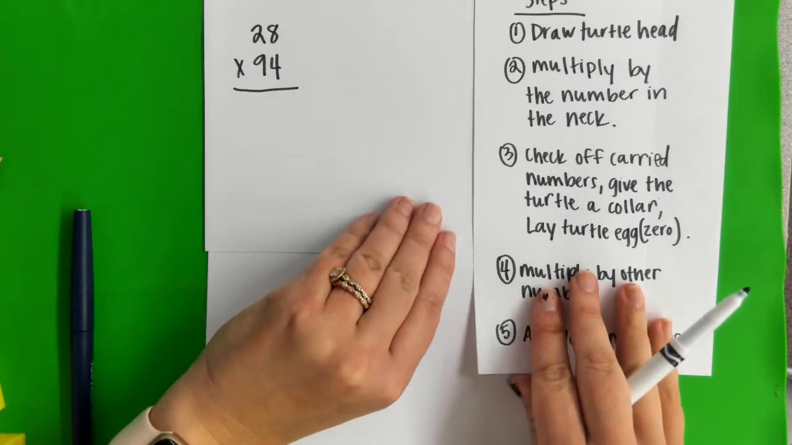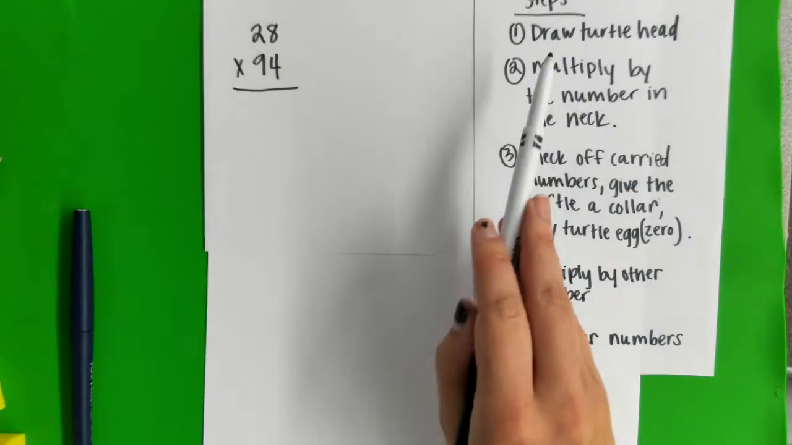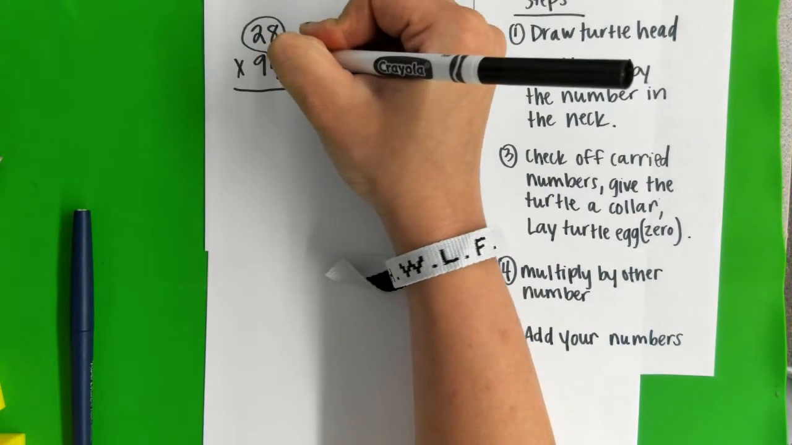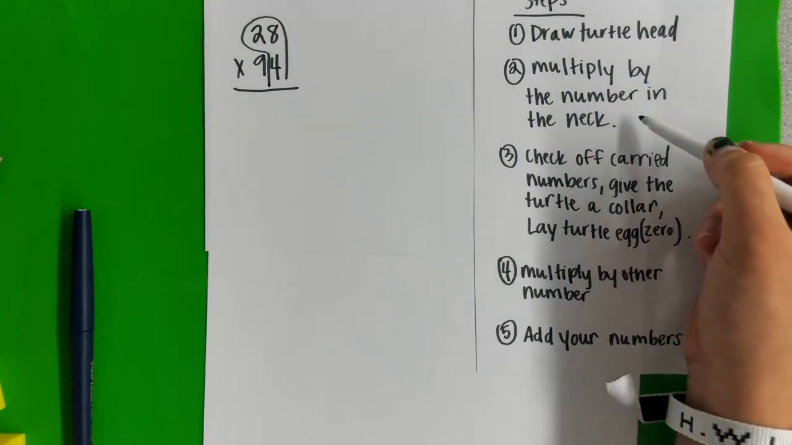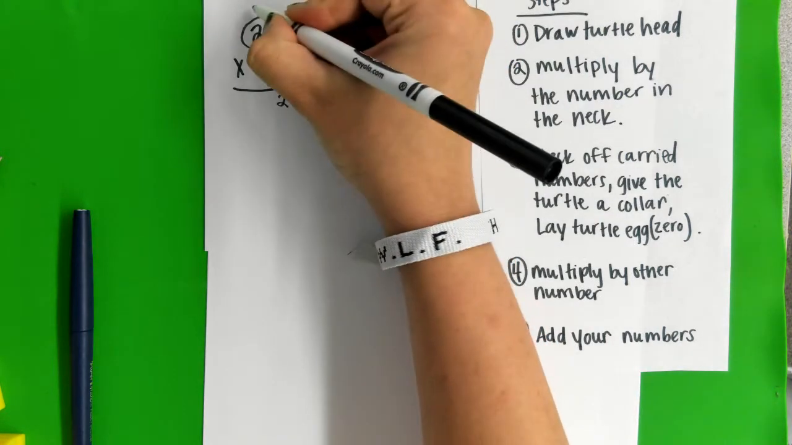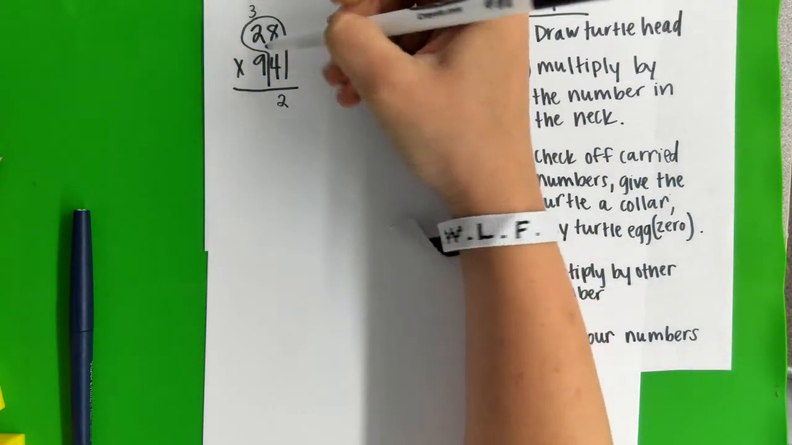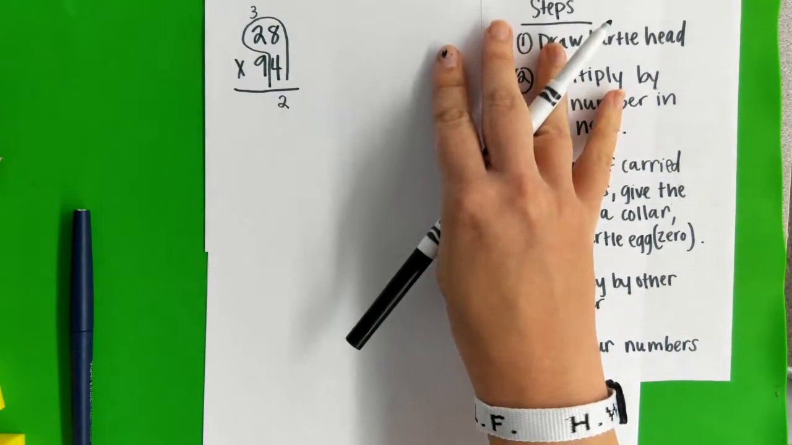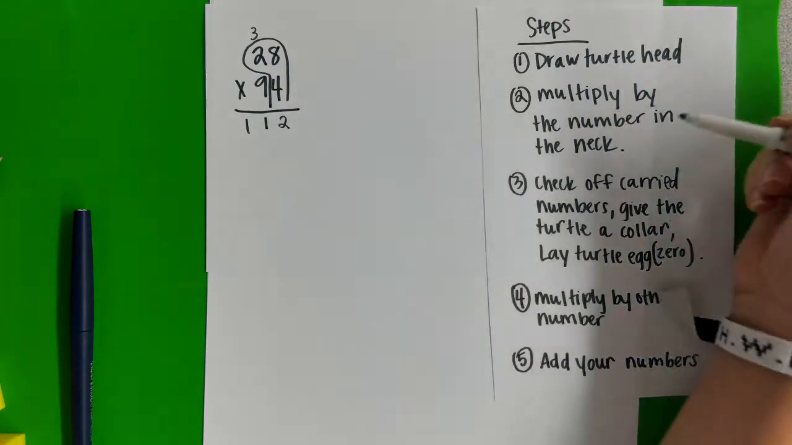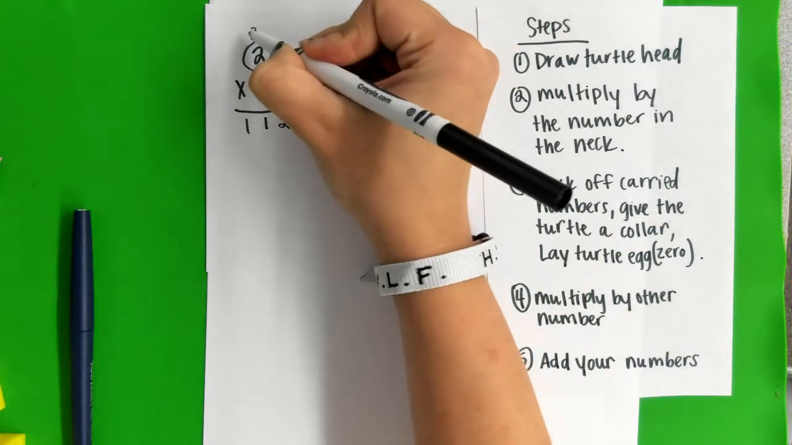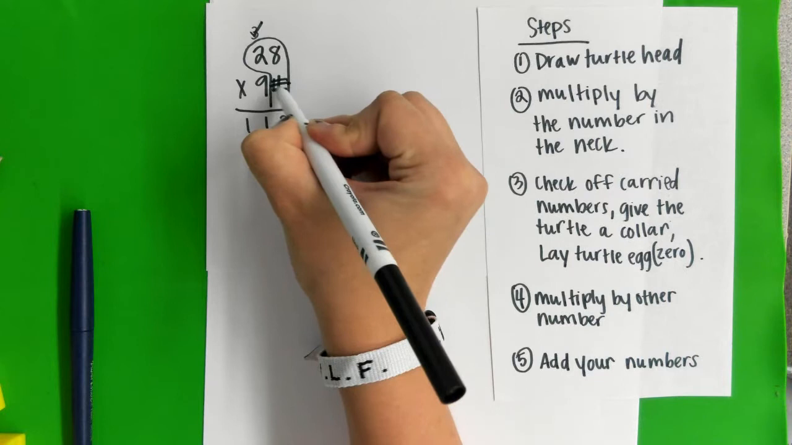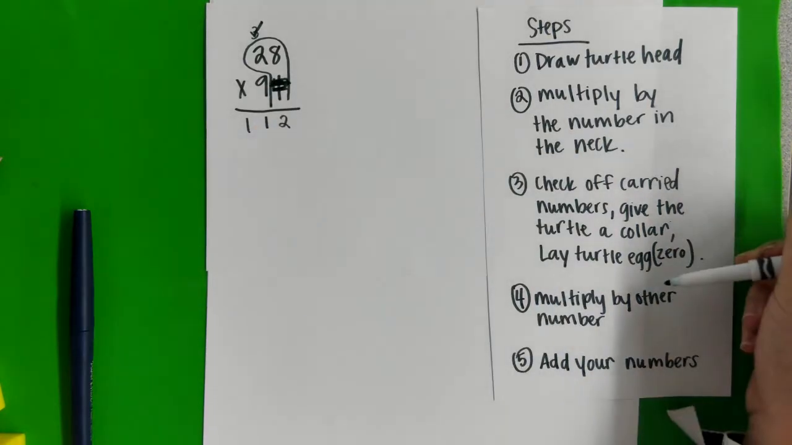We're going to try another one. 28 times 94, first step, draw our turtle head. And then we multiply by the number in the neck. So 8 times 4 is 32. 2 times 4 is 8, plus 3 more is 11. Check off our carried number. Give the turtle a collar. And lay a turtle egg.